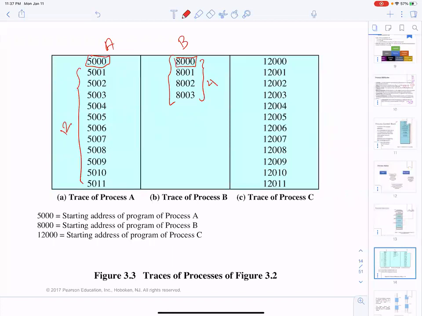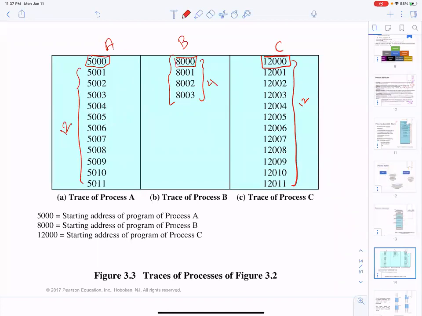Sometimes we use the word instructions, sometimes we say 4 cycles. And then the last one is the trace of process C, which shows the starting address of process C, 12,000, and process C is completed if we consume 12 cycles or 12 instructions. So these are the 3 traces of each process.